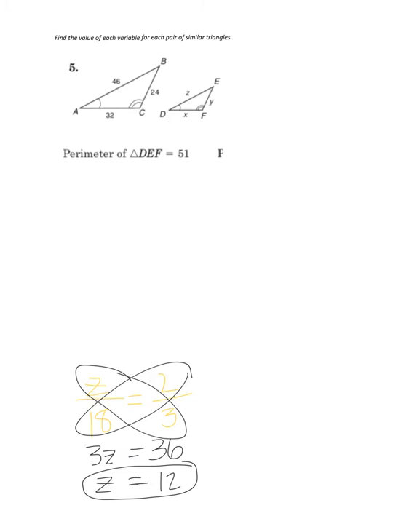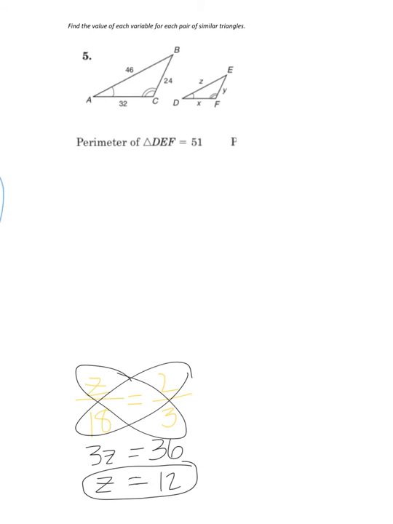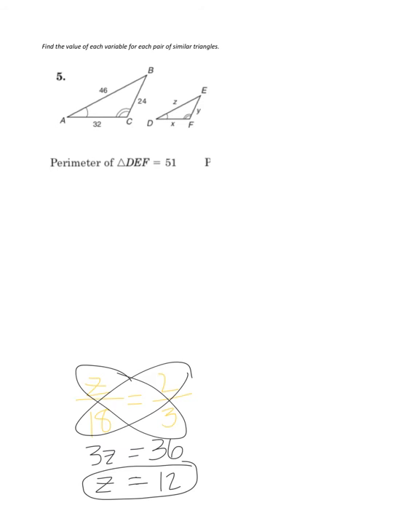They give us the perimeter of this triangle, which is 51. Your first step is to find the perimeter of triangle ABC. Perimeter means the sum of the lengths of the outsides. So 24 plus 32 plus 46 gives us a total perimeter of 102.